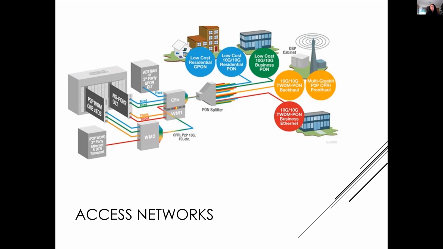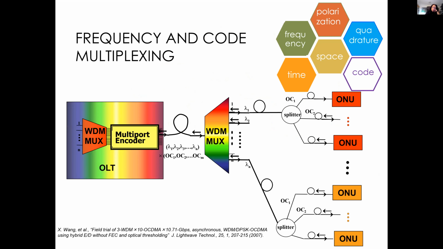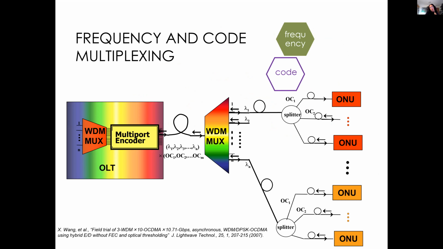And then, of course, we use this system in the access, because in the access, it's very difficult to use the time domain because you don't know the distance of each building from the central office. Instead, giving a code is much easier to do. And therefore, we also use mixing together of the frequency and the code.